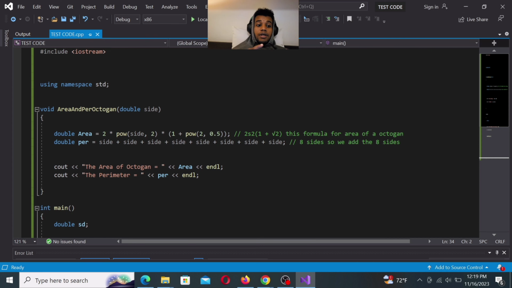Today I'm going to be showing you guys how to find the area and the perimeter of an octagon. An octagon is the shape with 8 sides, so that's called an octagon.